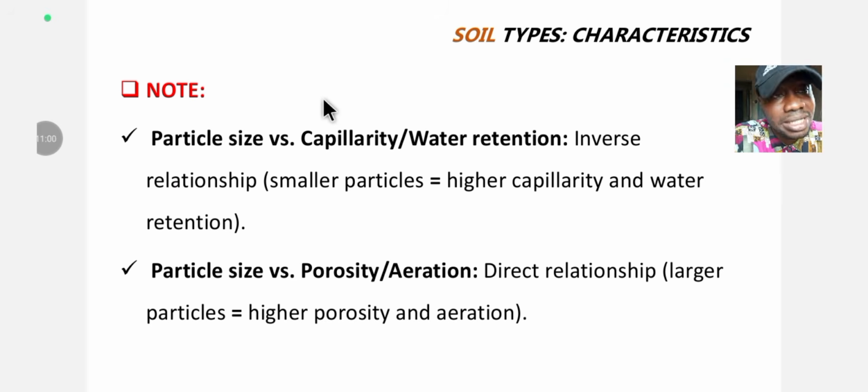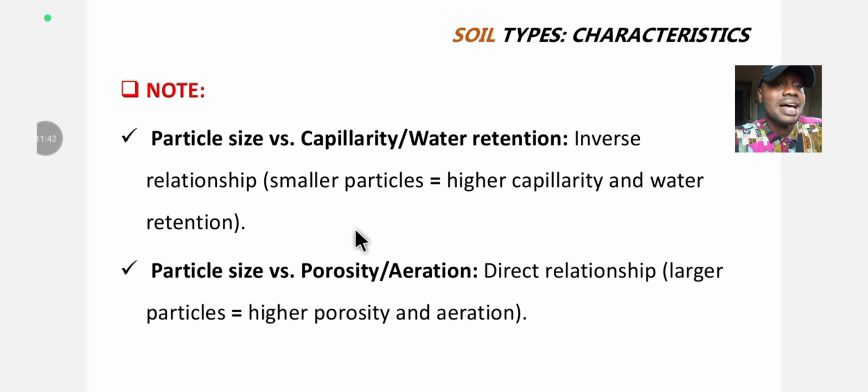Now, after treating soil and its characteristics, you have to note something very, very important. Particle size versus capillarity and water retention has an inverse relationship. I have explained it, but I want you to understand it. When a soil has smaller particles, it has higher capillarity and water retention. For example, loamy soil has smaller particles, and clay soil has the smallest particles. So this equals high capillarity and high water retention.